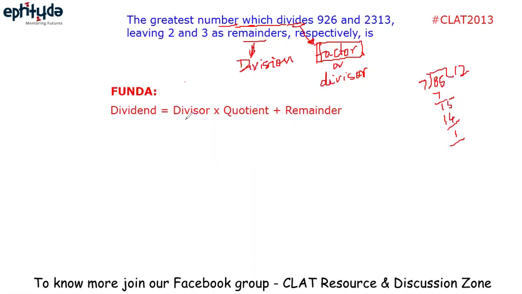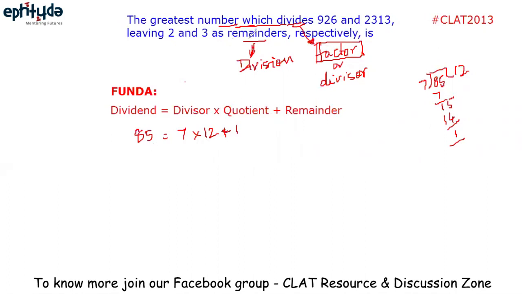So if I try and use these numbers in this formula, dividend is the number being divided, so that's 85. Divisor is the number doing the division, so that's 7. Into quotient, so that's 12 in this case, plus the remainder, that's the number 1. And what do I get? 12 into 7, 84. 84 plus 1 is indeed 85, right? So that identity seems to work fine.